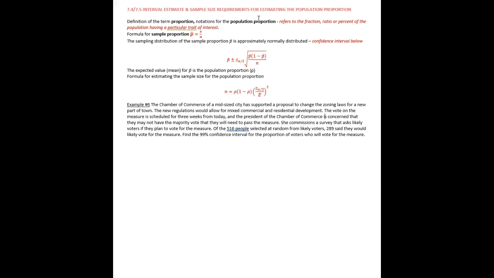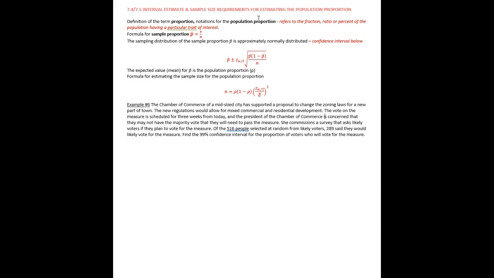She commissions a survey that asks likely voters if they plan to vote for the measure. Of the 516 people selected at random from likely voters, 289 said they would likely vote for the measure. Find the 99% confidence interval for the proportion of voters who will vote for the measure.